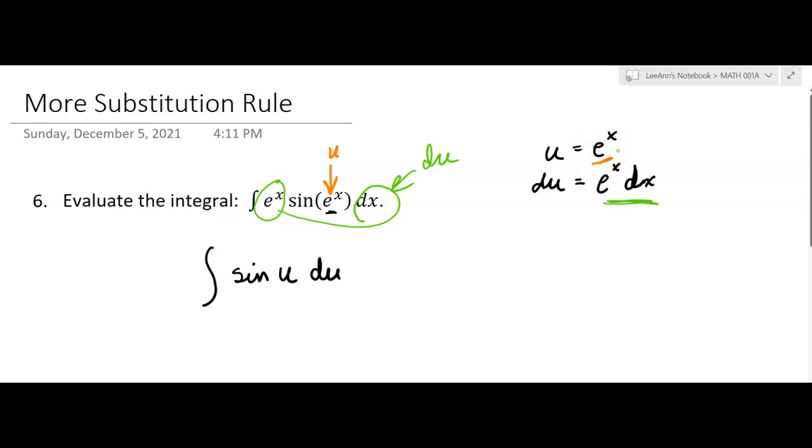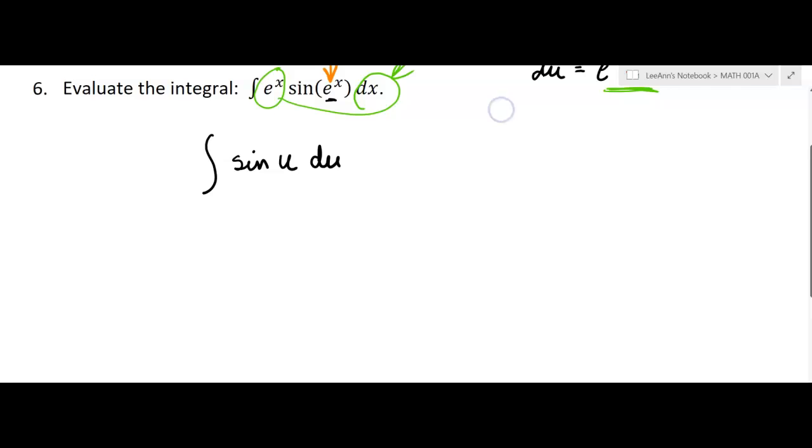It's sometimes tricky with e to the x because it repeats itself, right? Okay, but that's what it is. And now we're going to do the antiderivative of sine u. Well, the antiderivative of sine is negative cosine.